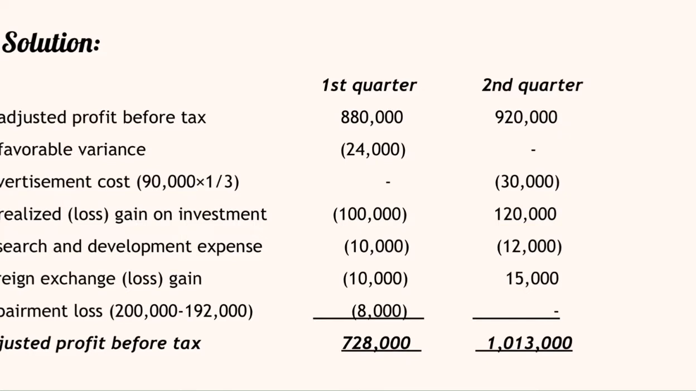Research and development expense of negative 10,000 for the first quarter and negative 12,000 for the second quarter. Foreign exchange loss of 10,000 for the first quarter and foreign exchange gain of 15,000 for the second quarter. Impairment loss of negative 8,000 for the first quarter, and there is no impairment loss for the second quarter. Adjusted profit before tax for the first quarter would be 728,000 and 1,013,000 for the second quarter.